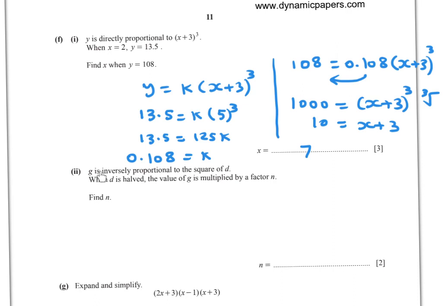Double I, g is inversely proportional to the square of d. When d is halved, the value of g is multiplied by a factor n. Find n. g is inversely proportional to the square of d. So when d is halved, when d is divided by 2, because inversely proportional, g is multiplied by 2 squared, so multiplied by 4. So n equals 4.